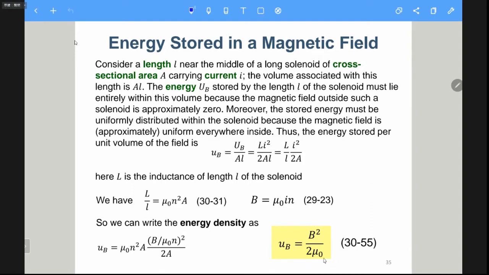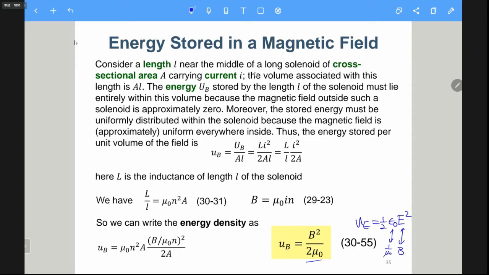If you still remember, for the capacitor case, small u_E is half of epsilon naught E squared. So if you still remember the duality, I will say epsilon naught, you can change it to 1 over mu naught. And then E you can change it to B, and then you will get this one. So actually the derivation here, we will use a long solenoid to derive this one as a special case, but generally it will be true.